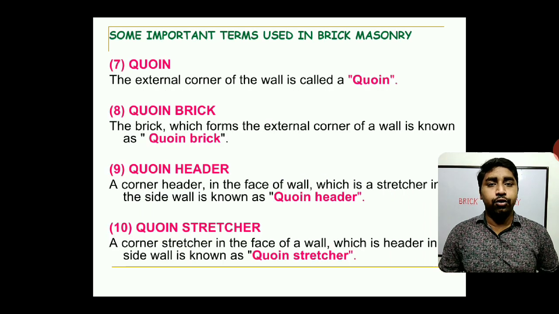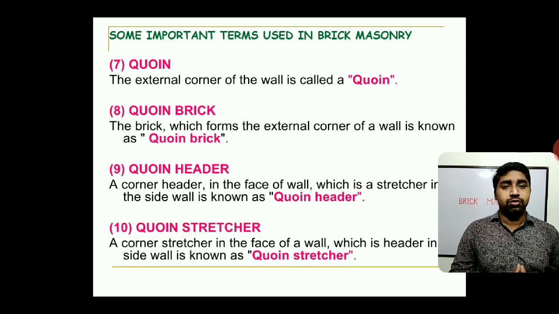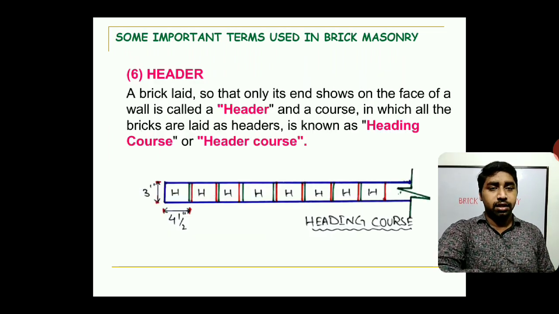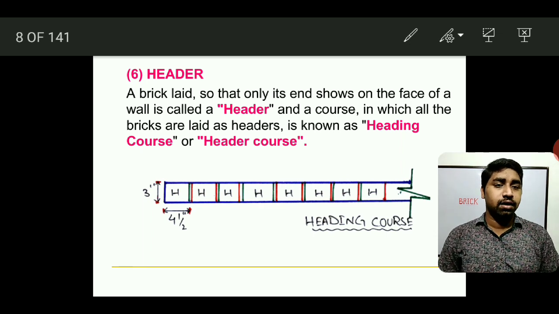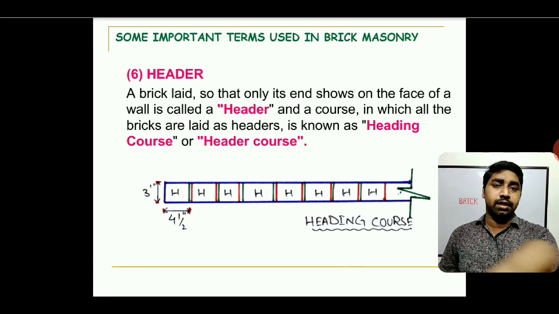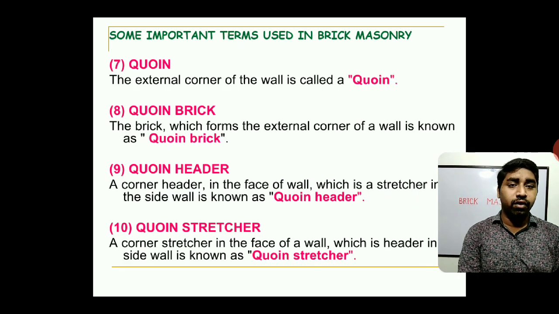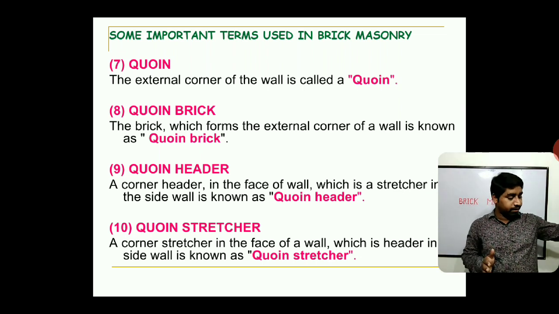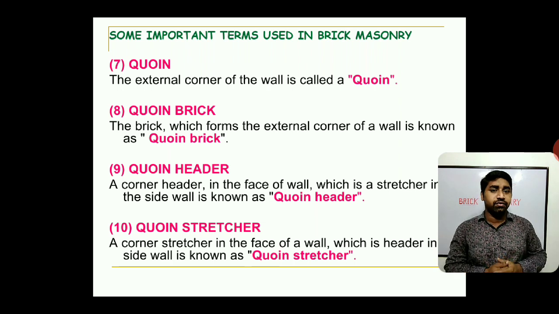Okay, next one, Kion. The external corner of the wall is called Kion. So the corner of the brick is called Kion. Here you can see, for example, this is the corner, and on the corner we will be laying this Kion. The brick which forms the external corner of the wall is called Kion brick. When we are laying the bricks, at the end there will be a brick at the corner. That is what we call Kion brick.